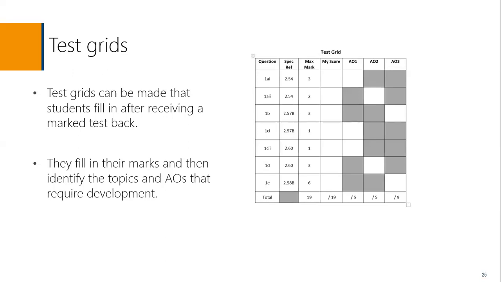This is an example of a test grid that students can use. So they do their test, it's marked, and then they get it back and they fill in their score for each question or part question. It gives them the maximum mark they could get, and it also tells them which assessment objective it is. So at the end, they can tally up their total score, the scores that they got for AO1 and AO2 and AO3. So used on an ongoing basis, it helps identify areas that need extra attention.